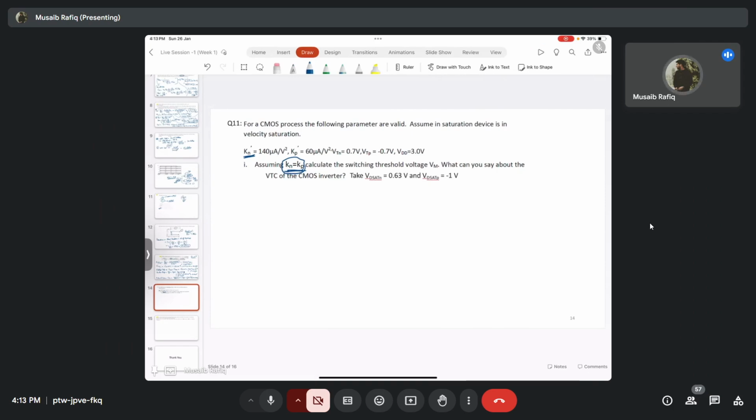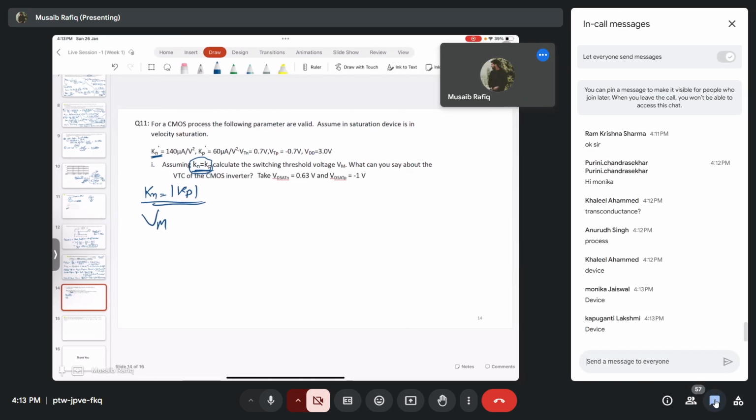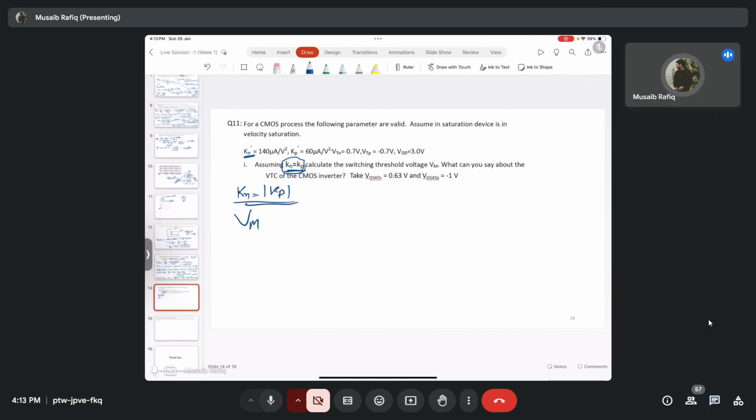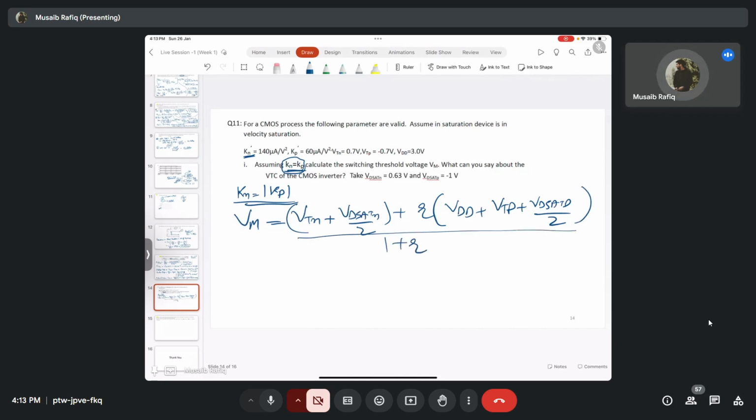So now the question asks us Kn. Kn is equal to mod of Kp, and Kp is a negative number. I hope you are aware of that. Now we have the expression for Vm. What is Vm called? Switching threshold, the tripping point of the inverter as well. So Vm is equal to (Vtn plus Vdsat n by 2, plus R times (Vdd plus Vtp plus Vdsat p by 2)) divided by 1 plus R. This equation is derived in your lecture notes, and if not, you can refer to equation 5.3 from Rabaey.